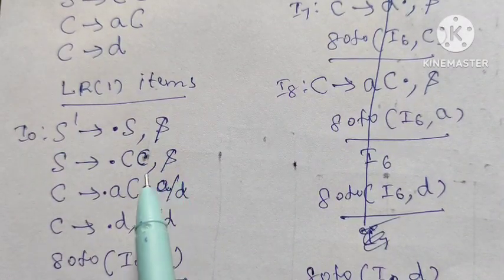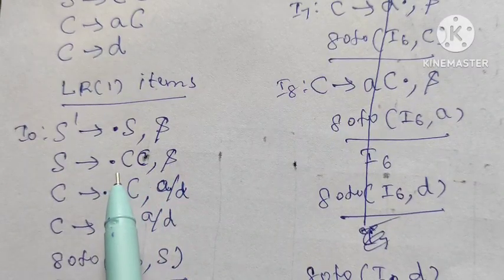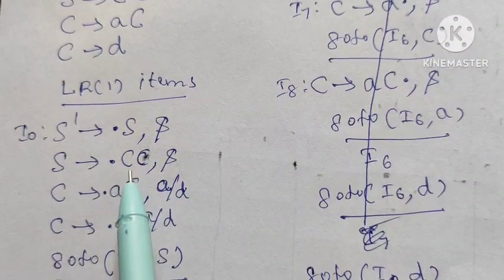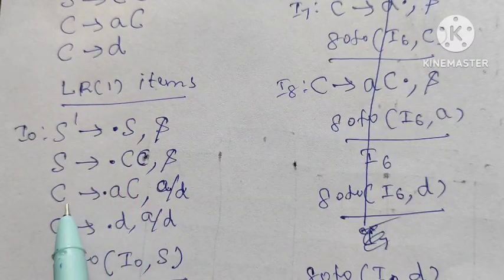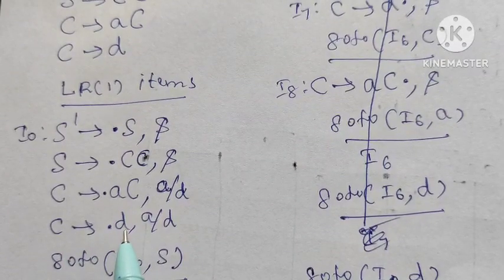Dollar. Now, when you come again, you can see a dot before C. Again, C is a non-terminal. So introduce all the closure operation for C. So introduce all the productions for C here. All the productions for C are C tends to dot AC and C tends to dot D.